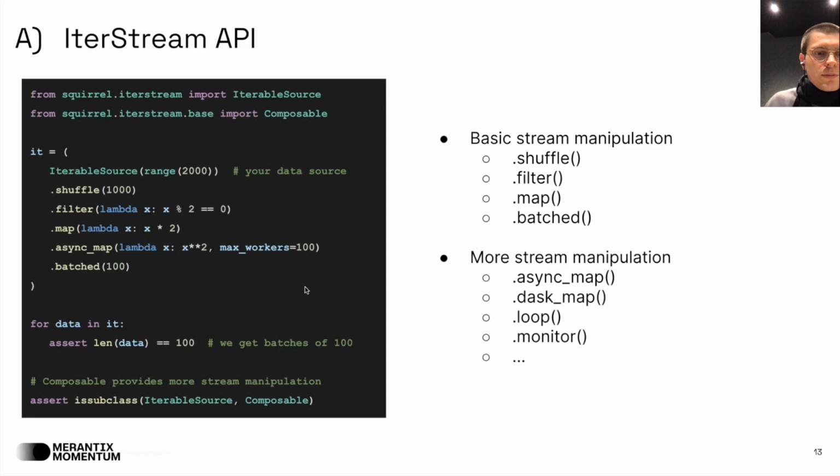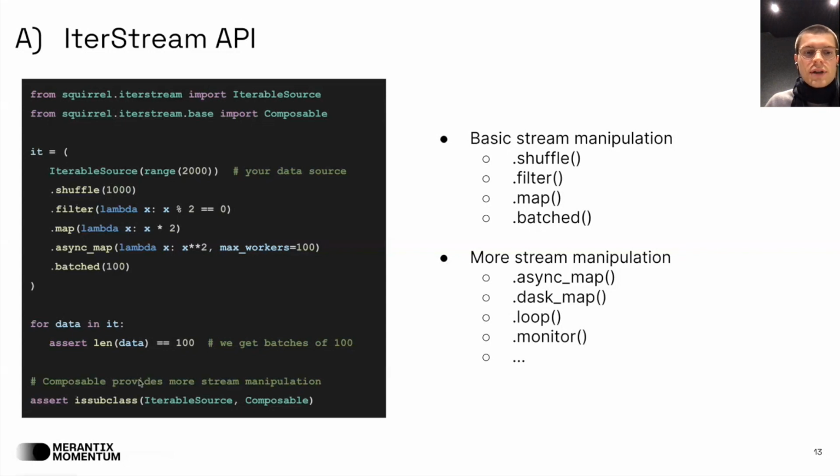So this would be a typical example of the IterStream API. In this row here, you would have your data source. That could be a driver. Here, it's just an iterable source around a long range of numbers, so numbers between 0 and 1999. And then you could call all sorts of different useful methods on this class.